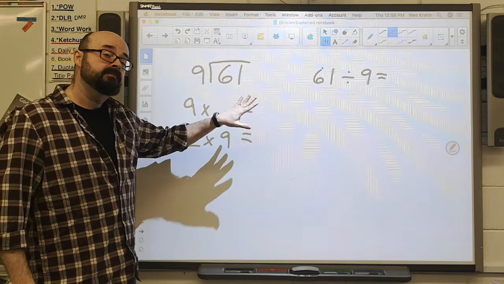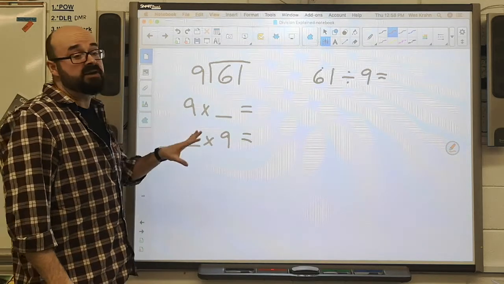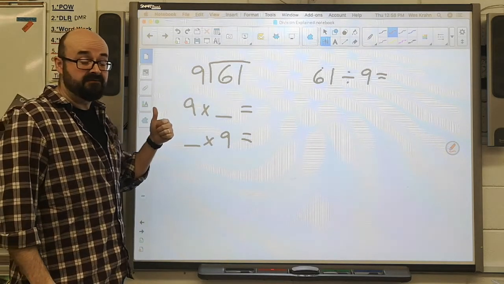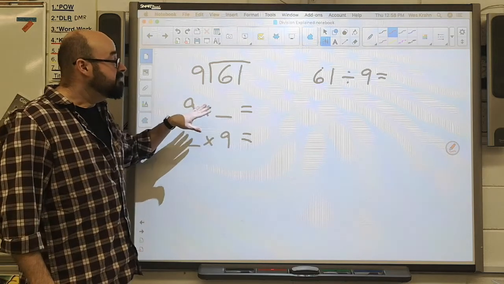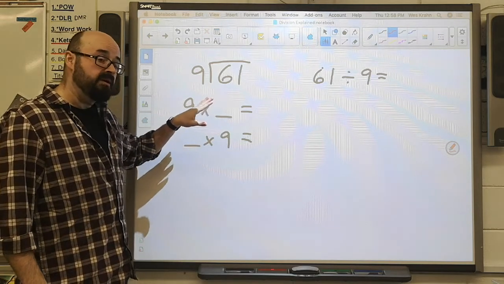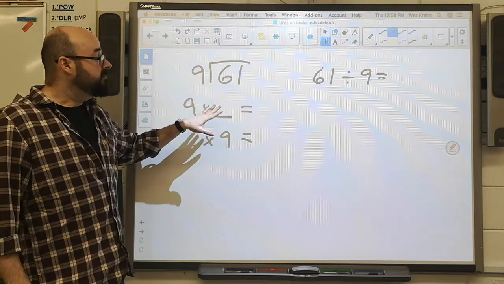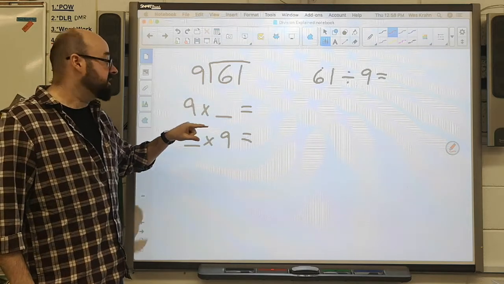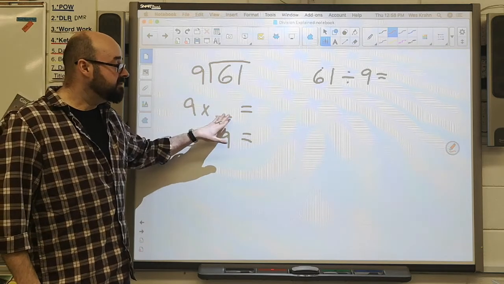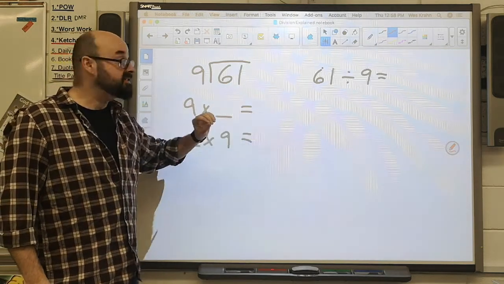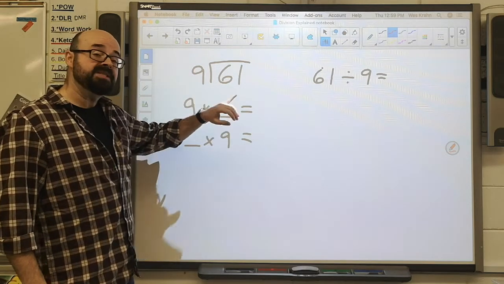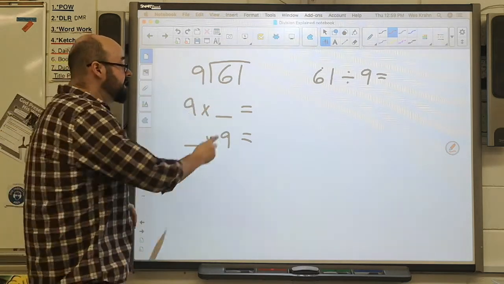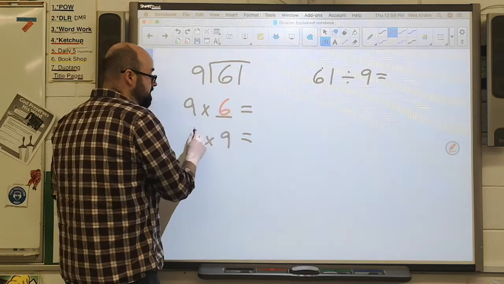9 times 5 is 45. That's not enough, so I'm going to have to go higher than 5. So 9 groups of 6 is going to be 54. And 54 might work. Let's try 7. 9 groups of 7 will be 63. Now that's too high. It can't go higher than 61. So it can't be 7, it has to be lower than that, and it's going to be 6.